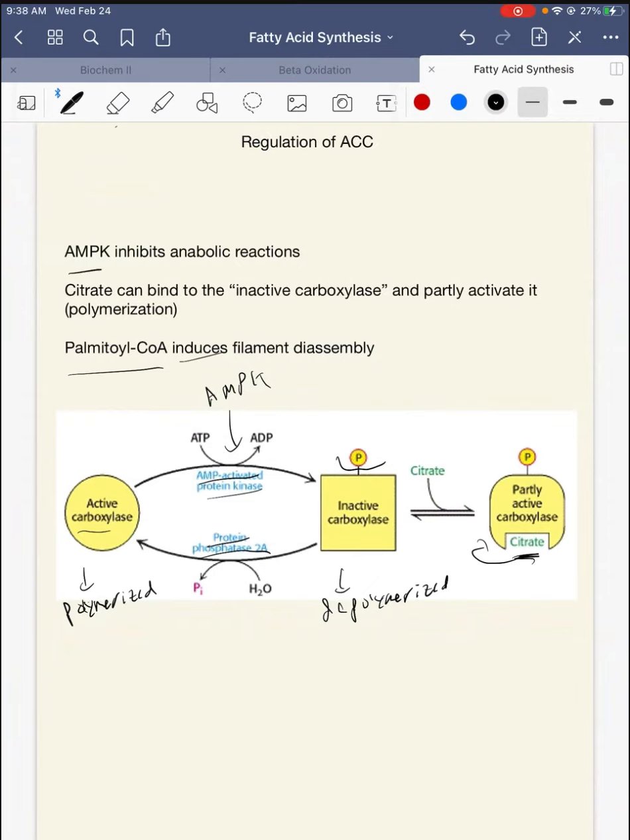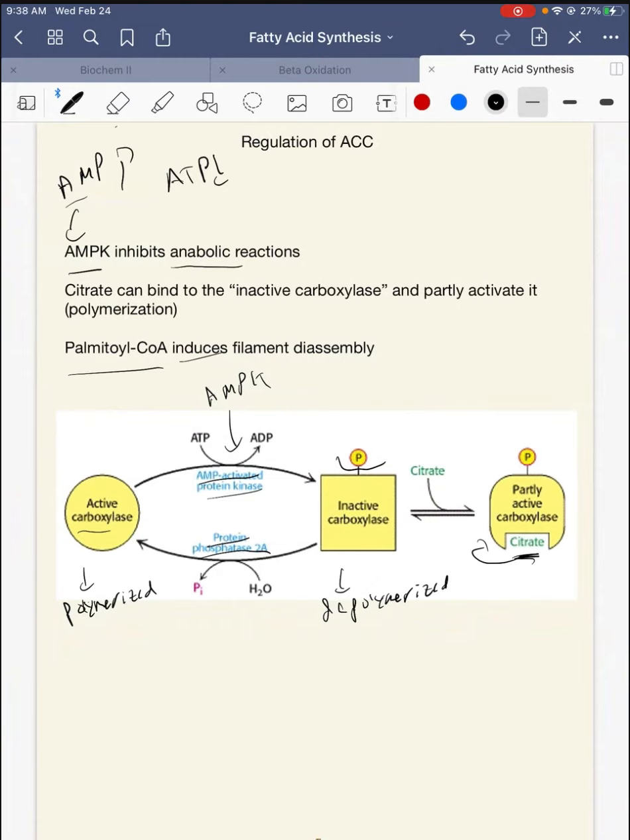AMPK, so briefly, AMPK is activated by AMP. So remember we talked about the relationship between ATP and AMP. Remember, when AMP is high, ATP is low, right? So when AMP is high, that means the cell is in a low energy state, so it binds and activates AMPK, and then when we have low energy, we want to inhibit anabolic reactions and run catabolic reactions, because AMPK is activated when the cell is in a low energy state.